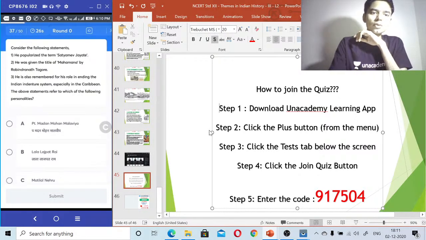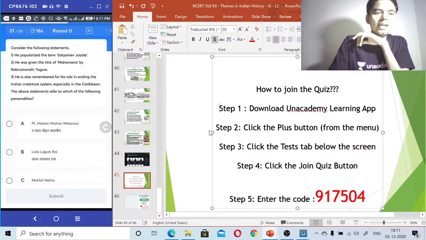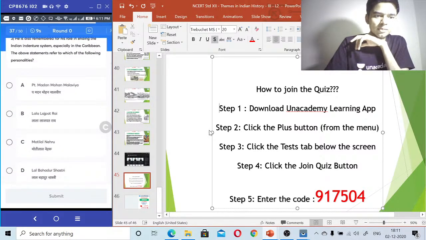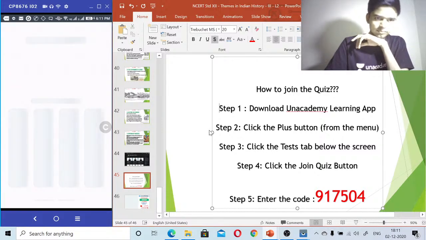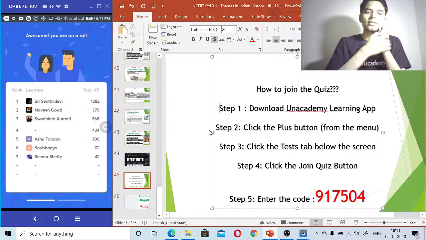37. Consider the following statements. He popularized this term Satyameva Jayate. He was given the title Mahatma by Rabindranath Tagore. He is also remembered for his role in ending the Indian indenture system, especially in the Caribbean. Who am I talking about? Madan Mohan Malaviya, Lala Lajpat Rai, Motilal Nehru, Lal Bahadur Shastri. Mahamana, not Mahatma, Mahamana. Madan Mohan Malaviya. Okay, so time's up.